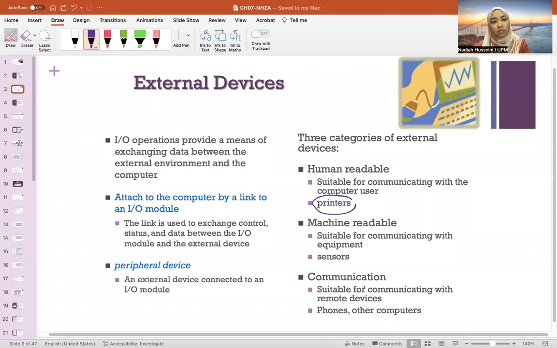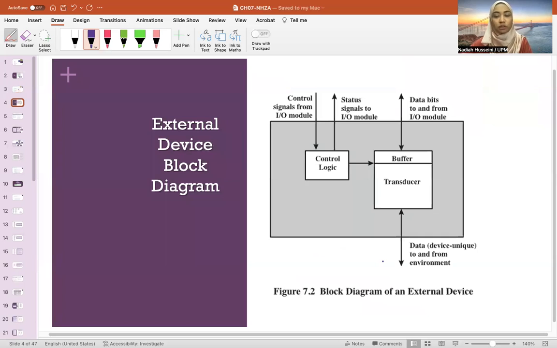And then for communication, you have communication via Bluetooth. You have your AirDrop if you're using the Apple system. That is communication, and it is also considered an external device, suitable for communicating with remote devices such as phones or other computers. You have your Bluetooth and your AirDrop situation going on.